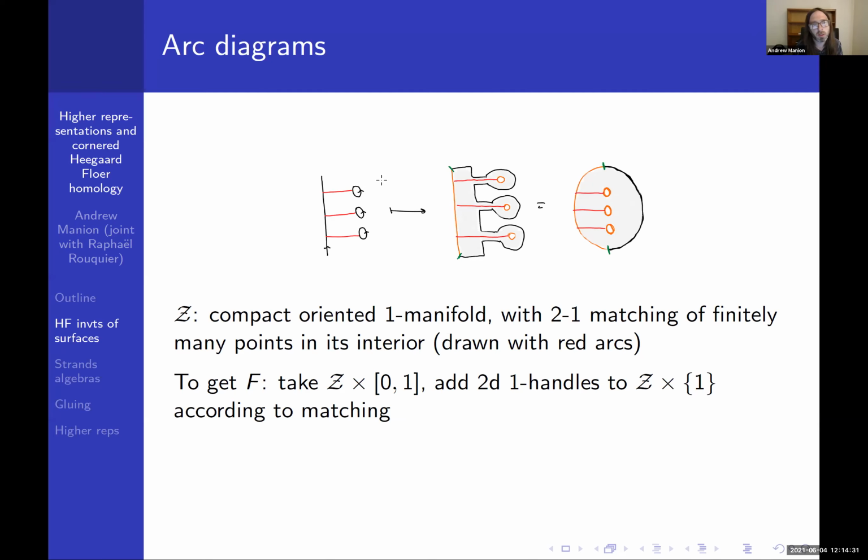And actually the orientation on the arc diagram is crucial to make sure that this makes sense, because different orientation can really change the topological type, not just the orientation on this surface. But if everything's oriented, then this makes sense.